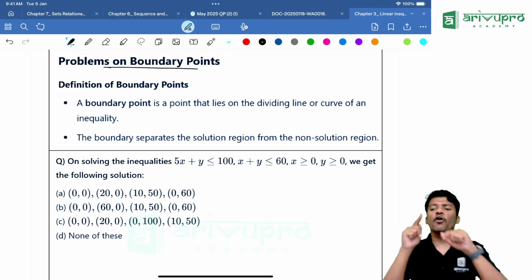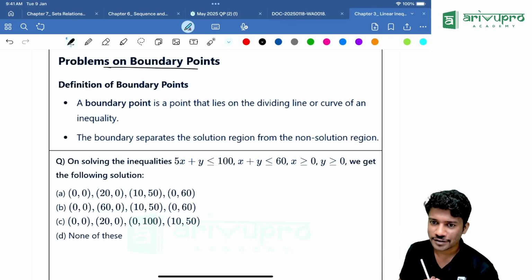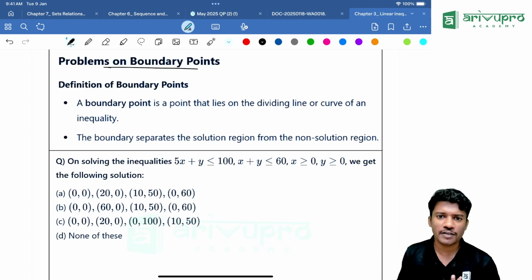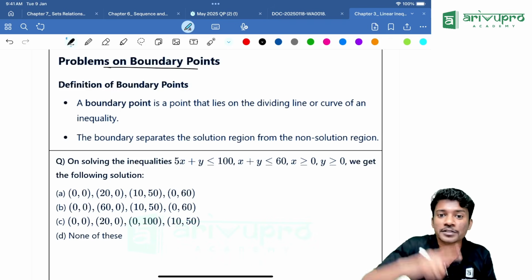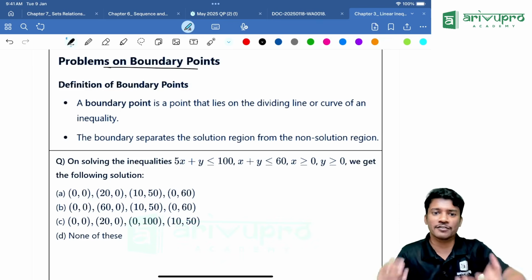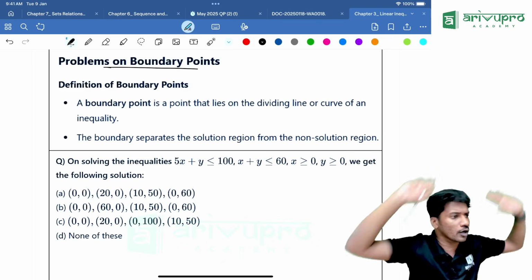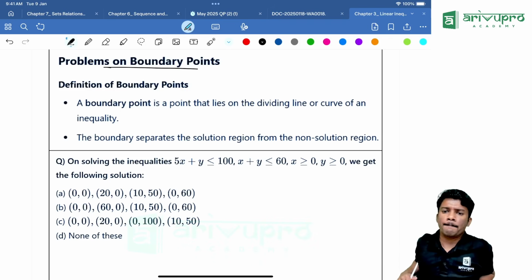Now, for your exam, will you draw the graph? We don't have time for drawing the graph, first of all. And we don't have proper graph paper to draw it properly either. That time we will go wrong. There are high chances of going wrong. So what can we do?